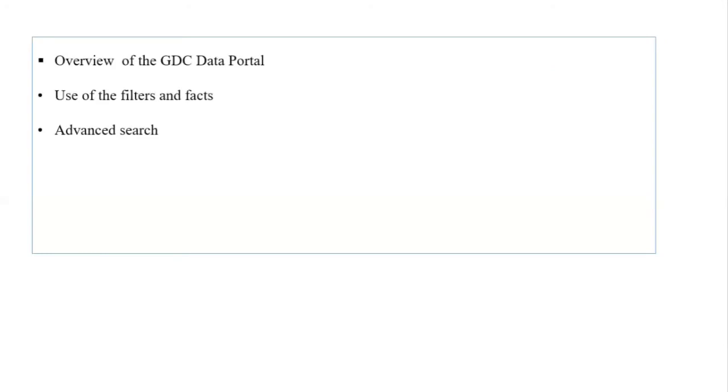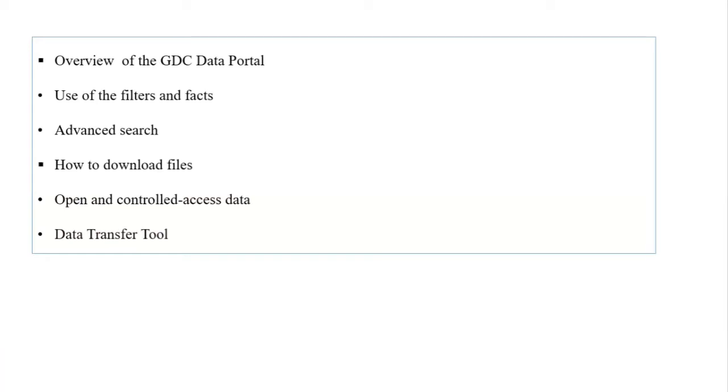So before beginning the demo, I just want to show you this. How does the GDC portal work? How can we use different filters and facets? What is the use of advanced search in this particular portal? How can we download those files with different file formats? What are actually the open and controlled access data in the GDC portal? And how can we use those open access data or the controlled access data by using the data transfer tool?